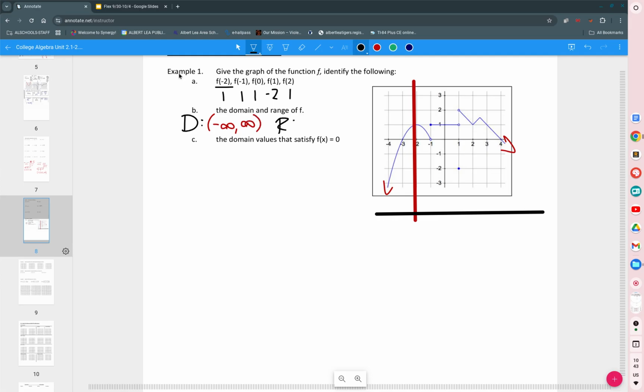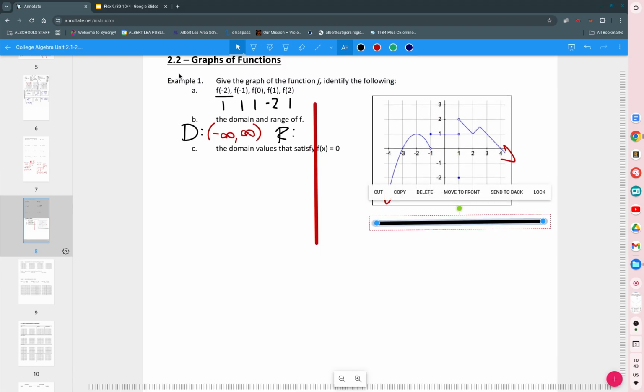In order to determine the range, we don't grab the vertical line, we grab the horizontal line and we drag that up and down. I would like you right now to try to see if you can identify what the range is of that function. Try the range on your own.